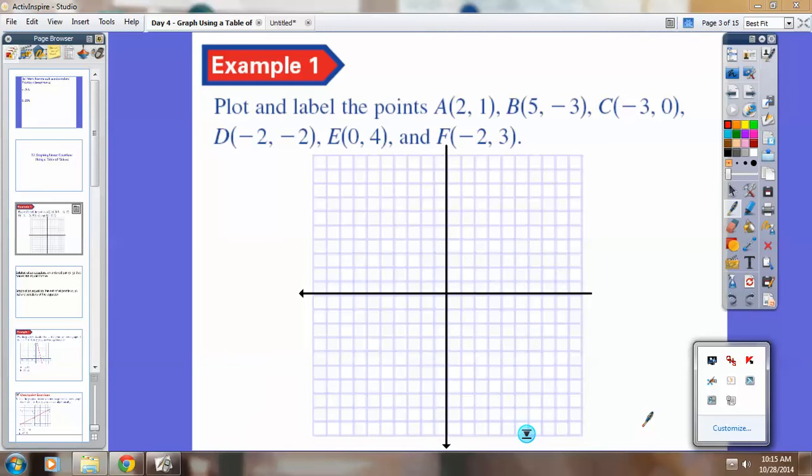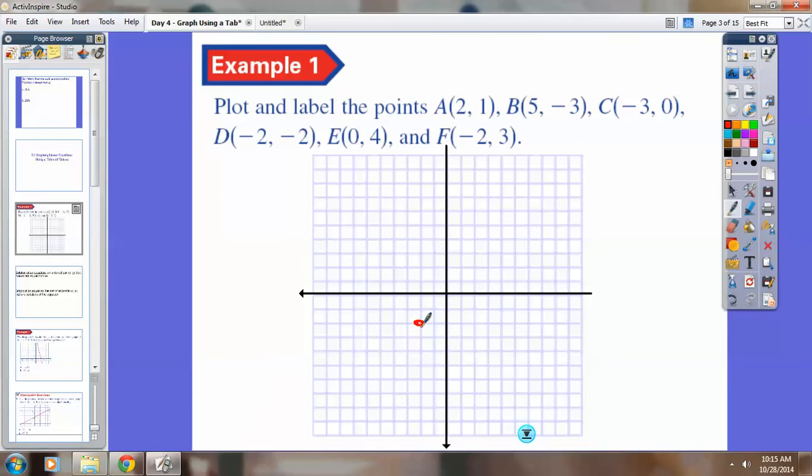Alright, so plotting points shouldn't be a big deal at this point in algebra. We have -2, -2. Do you have a point there? Do you have a point at 0, 4? Right here? Oh, I skipped these up here. That's okay. So this is point D, this is point E. F, I have -2, 3, which is here. Point F. A, I kind of skipped at the beginning. It's 2, 1. B, we have 5, -3. And C is -3, 0.